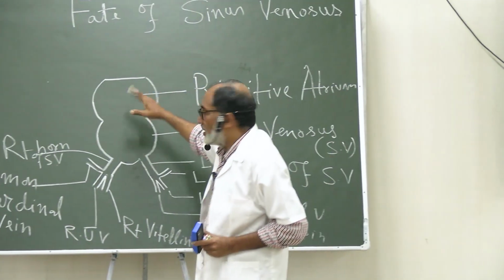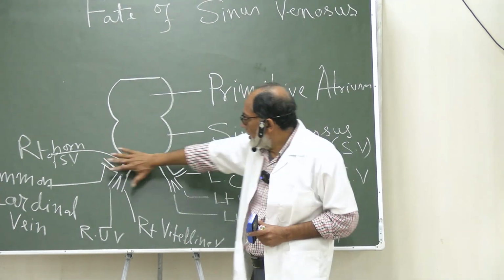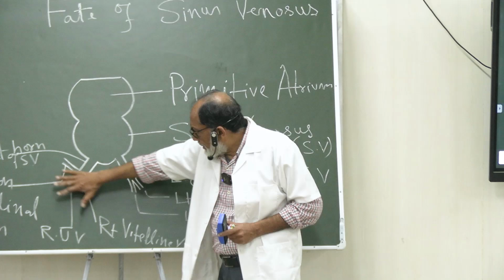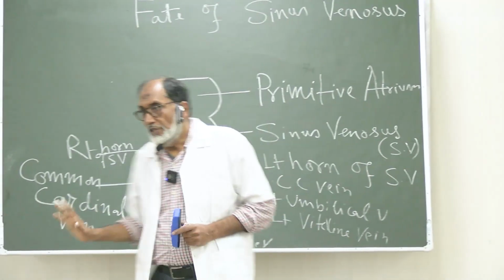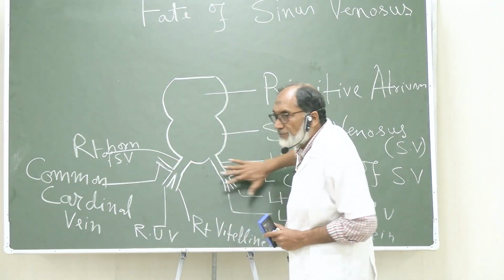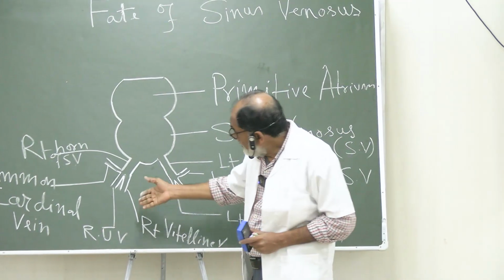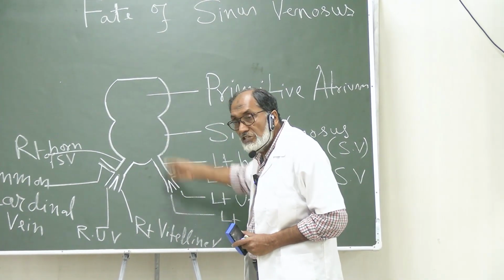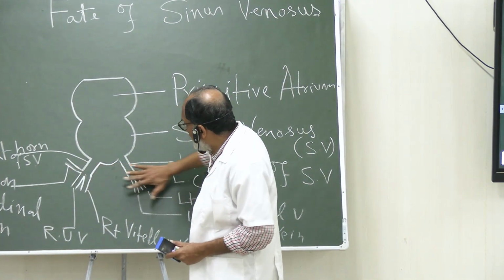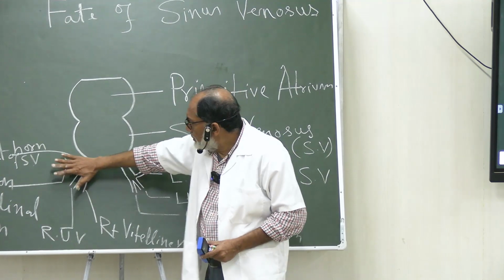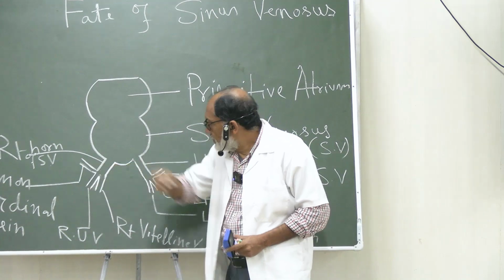I have partly drawn it. This is the caudal end. Here lies, at this portion lies the septum transversum. That I have not drawn. Here lies the septum transversum. This vessel actually is passing through the septum transversum. So you should imagine that there is a septum transversum at this end.